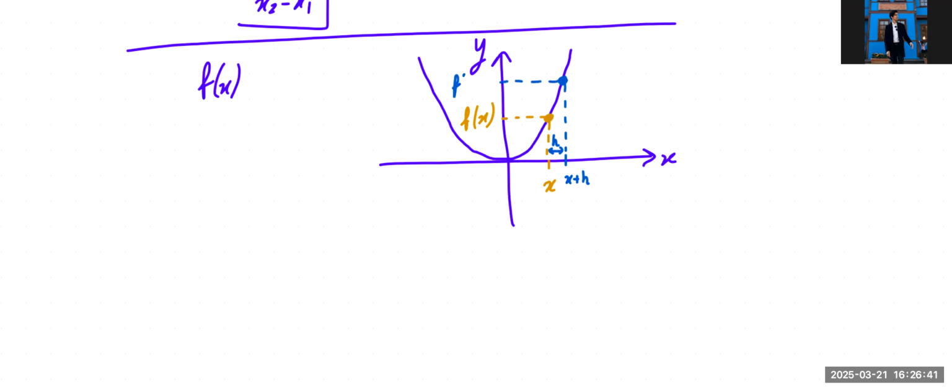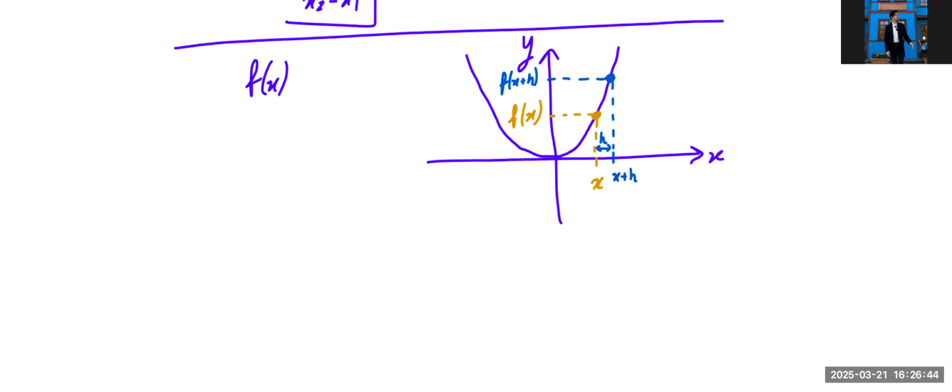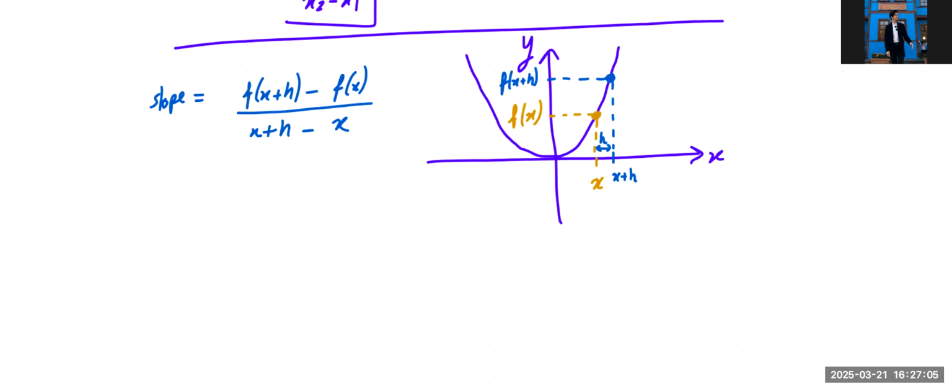Okay. Now, of course, if we were to just assume for a second that the line between these 2 points is a straight line, we can find the slope using the same idea as before. The slope would be the change in the y values divided by the change in the x values, right? So y2 minus y1 over x2 minus x1. And that would simplify to this over h, because the x's would just cancel out.